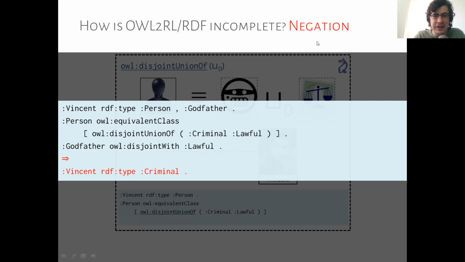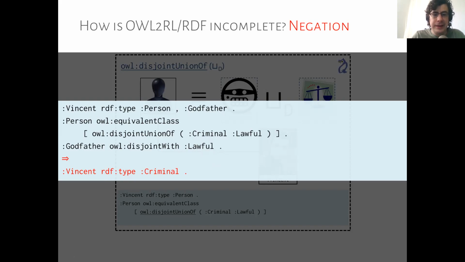We also miss things relating to negation. So we miss, for example, in this case here, we would also need to realize that Vincent is not lawful, right? We don't in general write down negated things we know to be not true. So we would also miss this inference for that reason.